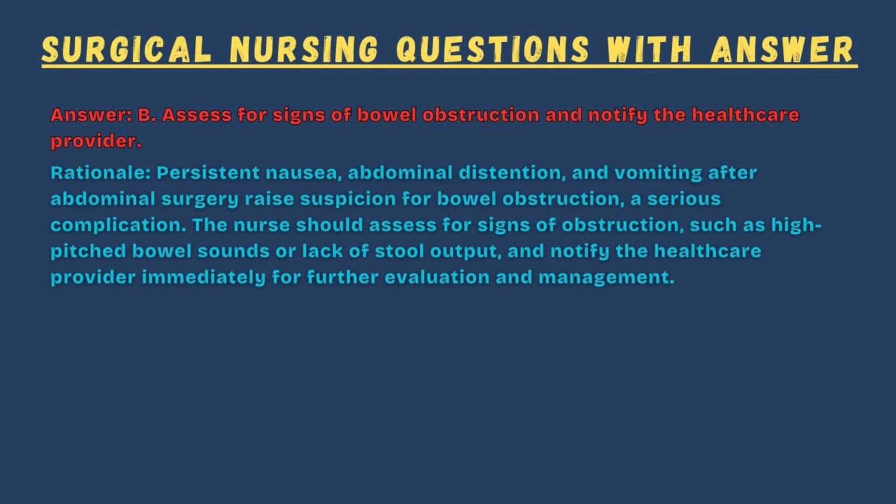Answer: B. Assess for signs of bowel obstruction and notify the healthcare provider. Rationale: persistent nausea, abdominal distension, and vomiting after abdominal surgery raise suspicion for bowel obstruction, a serious complication. The nurse should assess for signs of obstruction, such as high-pitched bowel sounds or lack of stool output, and notify the healthcare provider immediately for further evaluation and management.